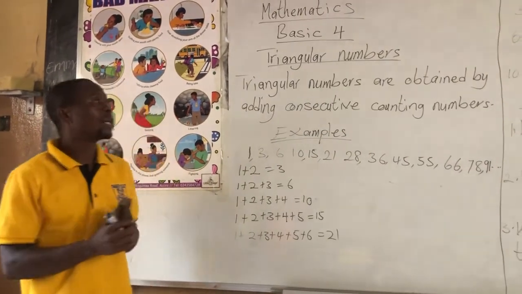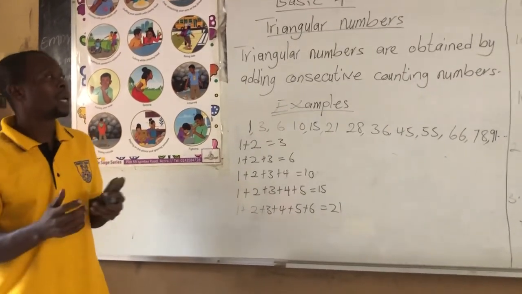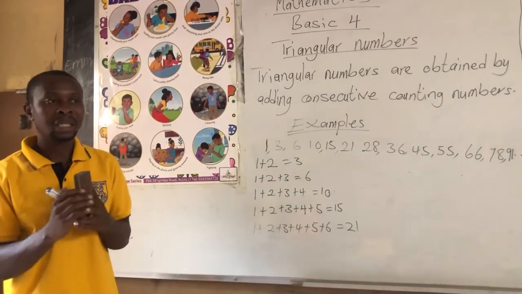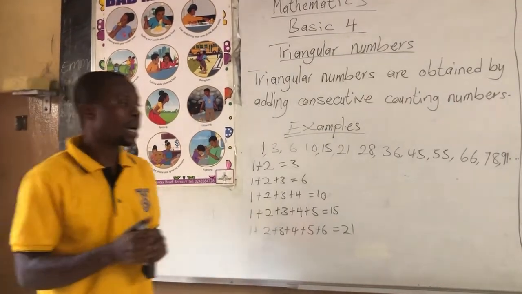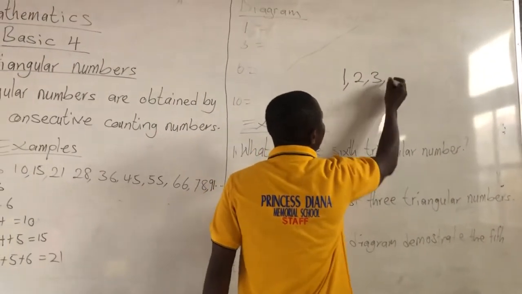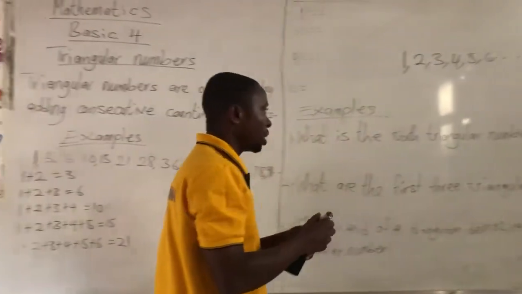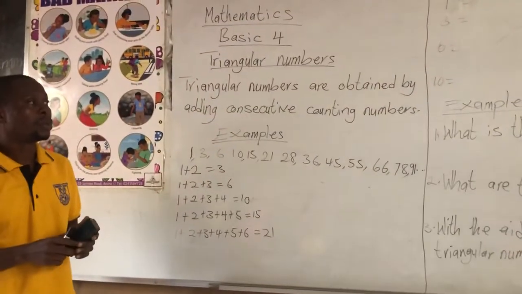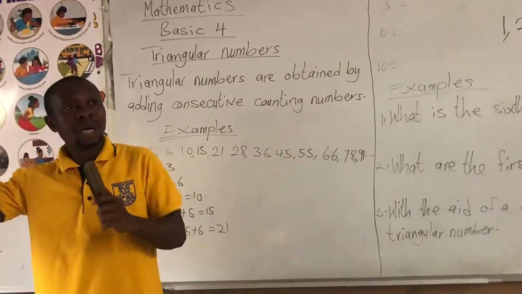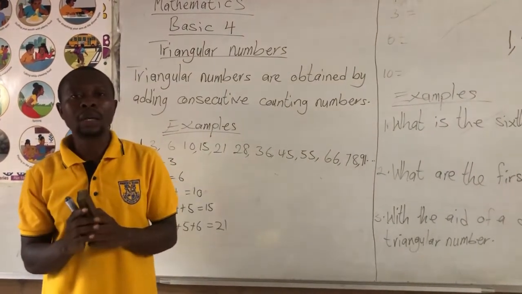Today we are going to look at triangular numbers. Triangular numbers are numbers obtained by adding consecutive counting numbers. We learned that counting numbers start from 1, 2, 3, 4, 5, 6, up to infinity. When we add these numbers consecutively, following each other without leaving one out, we get a triangular number.